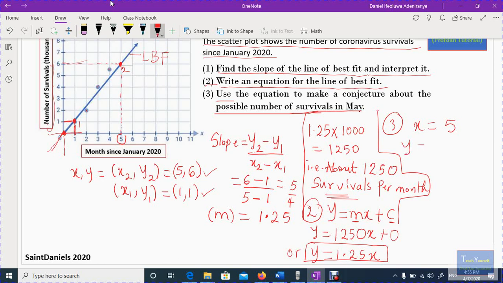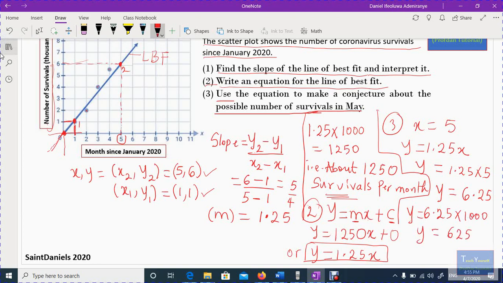Recall the equation you've just gotten, which is y equals 1.25x. So my y is going to be 1.25 times x, which is 5. Then my y equals 6.25. And what does that mean? Remember that your y-axis is in 1000. So my y is 6.25 times 1000, so my y is equal to 6250. And what does this mean? It means that for the month of May, there is a possibility of having about 6,250 survivors.